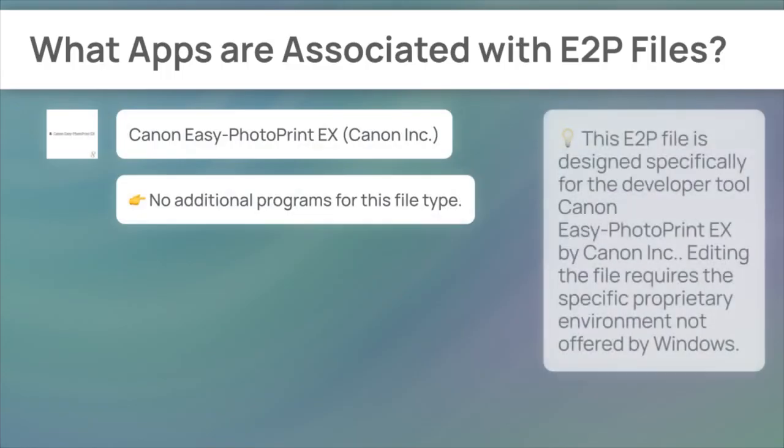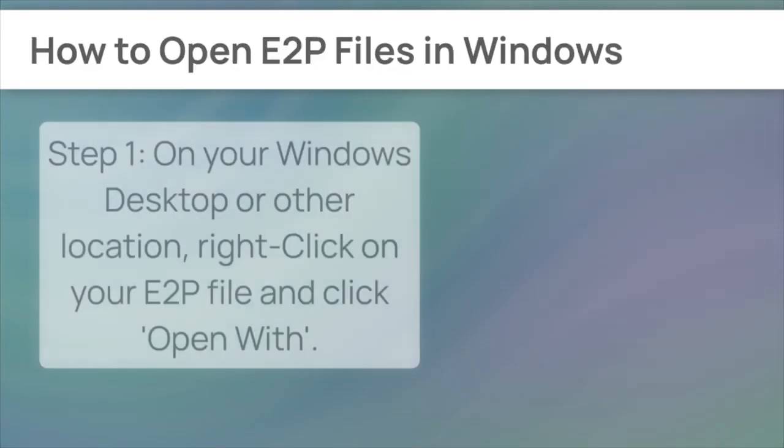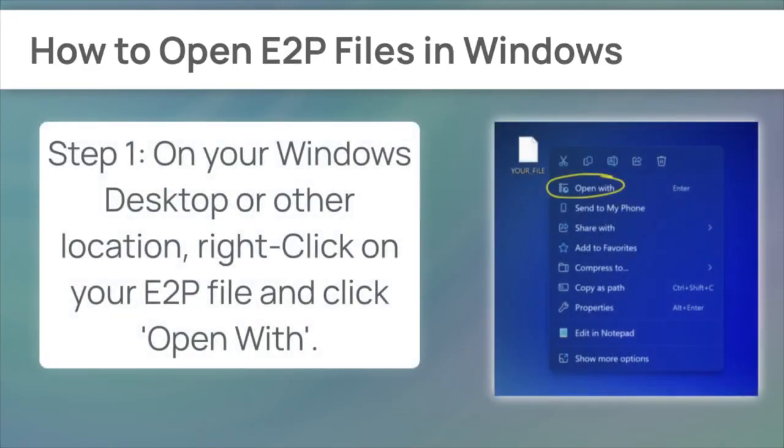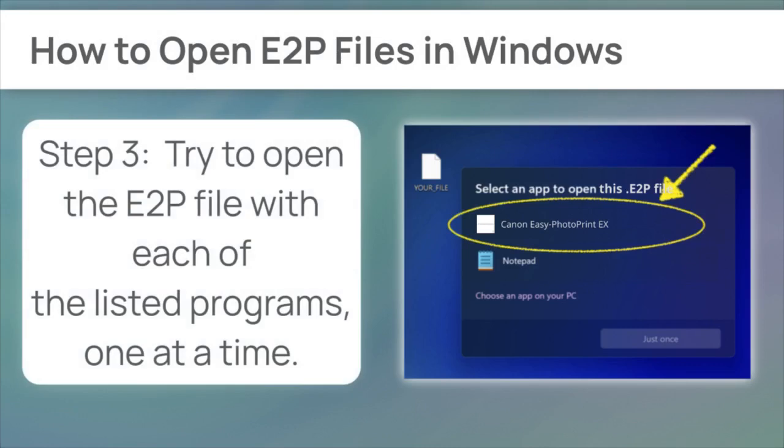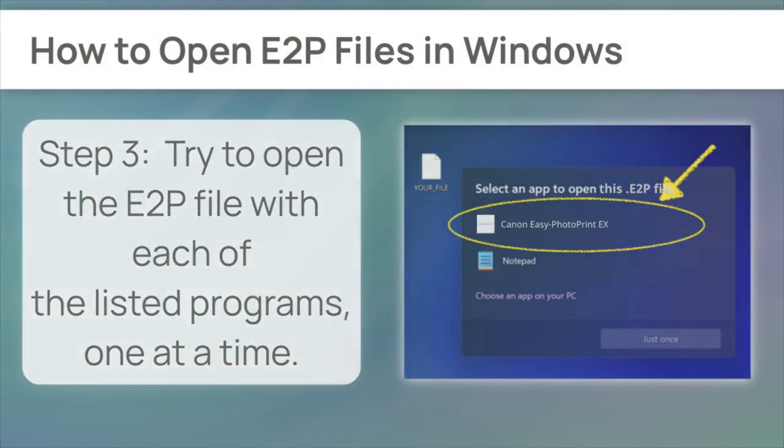To enable complex features within the file, a dedicated program is necessary. Windows offers limited insight into layers or effects, so compatible design tools are necessary. Open the context menu by right-clicking the E2P file and selecting Open With. Start your test with Canon Easy-PhotoPrint EX if it shows up. If not, don't hesitate to try several other programs on your list.